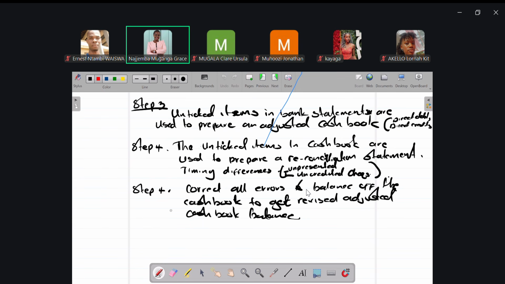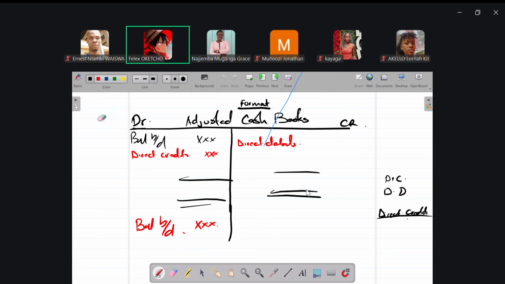I think that is all. Now about the errors, please note the errors could be that you have posted more, could be an overcast, it could be an undercast, or it could be the wrong side. We shall discuss how to correct such errors. Okay, just 5 minutes of resting, then we can try out a simple example. Excuse me, madam. Yes, please.